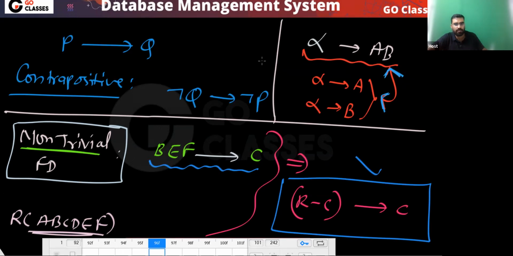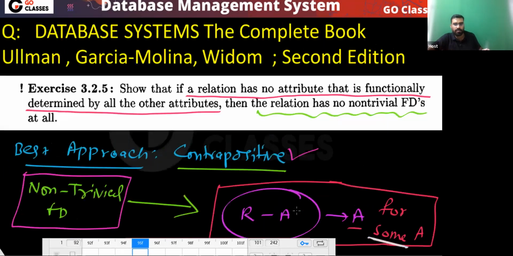This is your proof. Hence proved. Yes or no? Hence proved for some A. Isn't it simple? So, a very nice question, right?